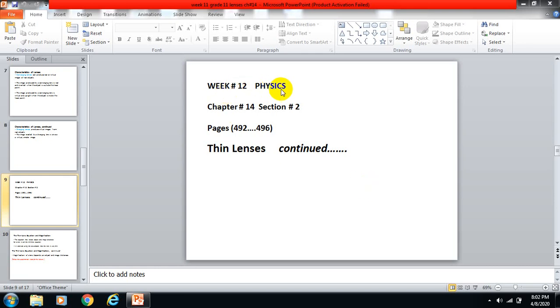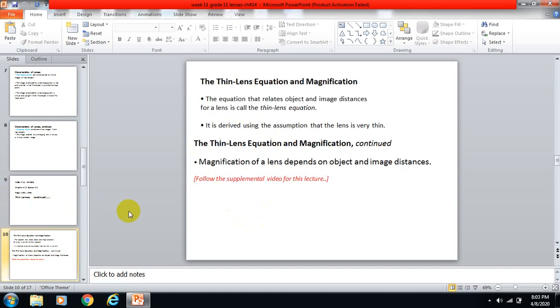We have week 12, physics chapter 14, section 2. Section 2 we discussed half of it, I think so. The pages that we are going to cover this week range from 492 to 496. Thin lenses was the chapter or section name, you can see. Okay, the thin lens equations and magnifications.